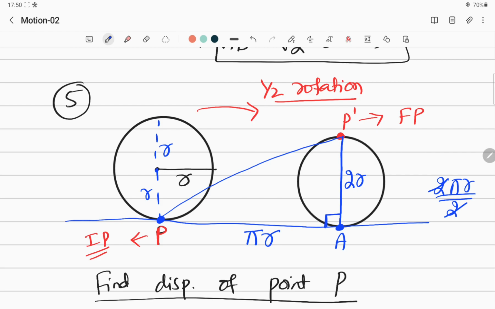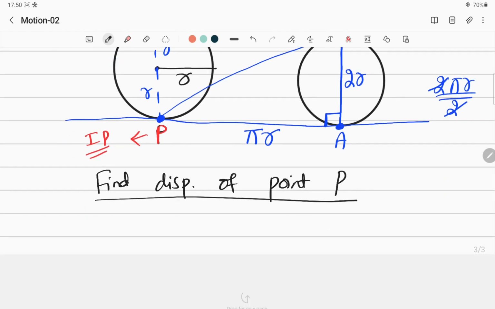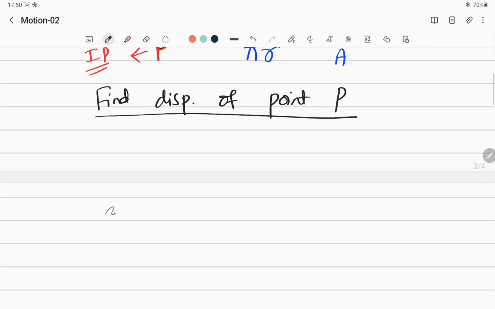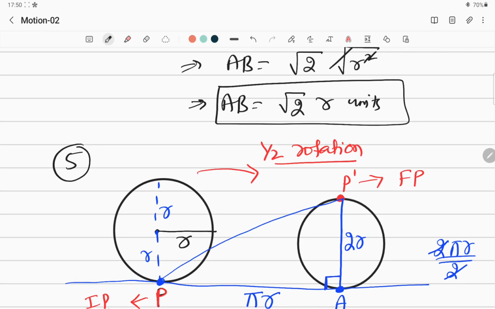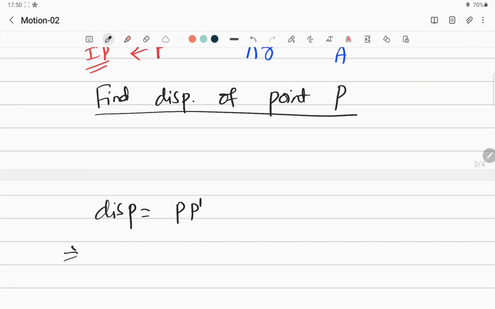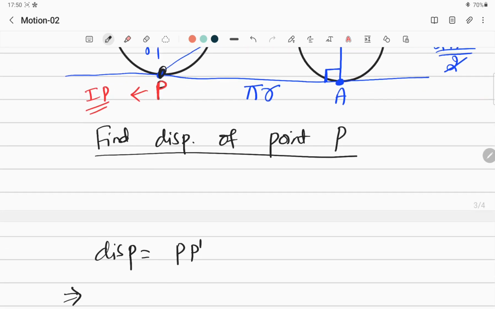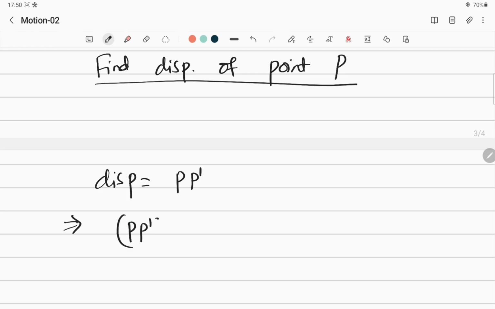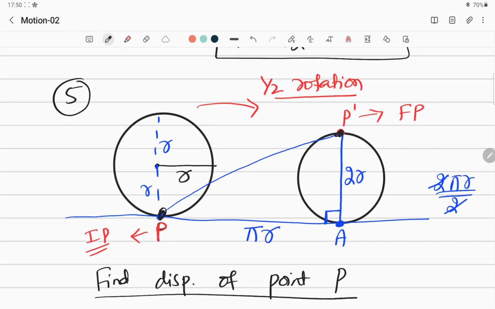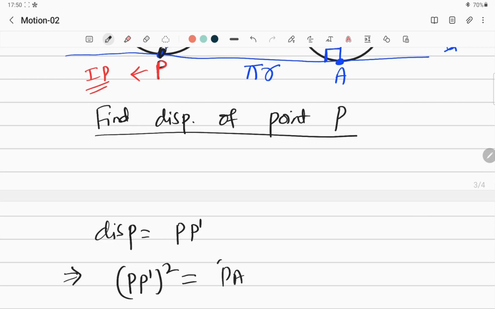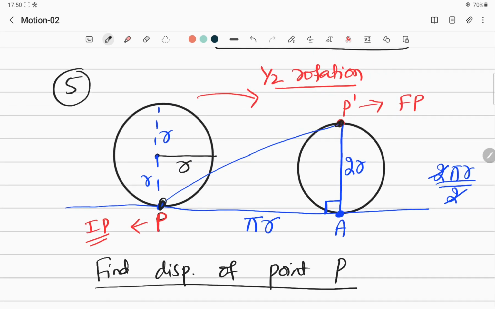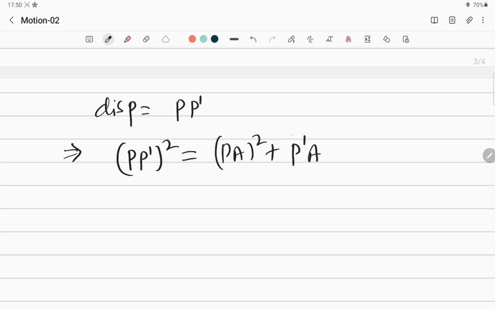Now again you can apply Pythagoras theorem, because this P dash is the hypotenuse. I hope the concept is quite clear now. So the displacement is P dash, from point P to P dash. This is the displacement, and we need to find it out. How to do that? P dash whole square is equal to PA square plus P dash A whole square.